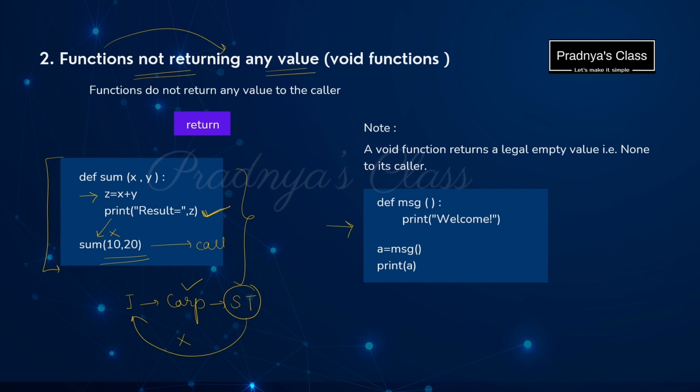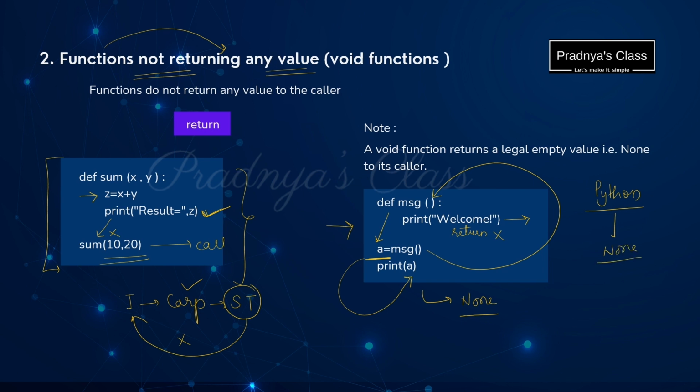Now look at another example. We are calling one function here and just printing one message. Look at this function. There is no return statement. Still I am accepting the value of that function in one variable, and when I try to print it, what will I get? I will get None. So from this, what can we conclude? Python returns None though the function is not returning any value. The function which doesn't return anything is called a void function.